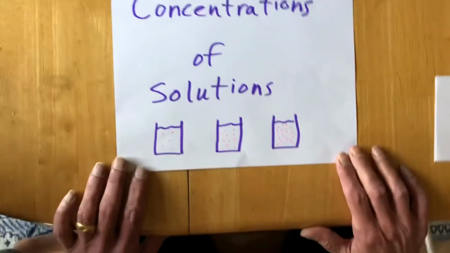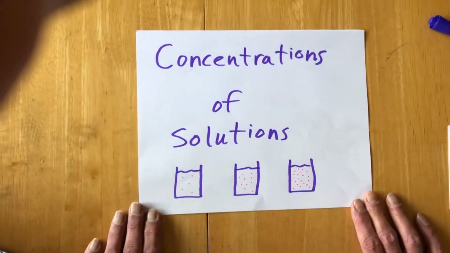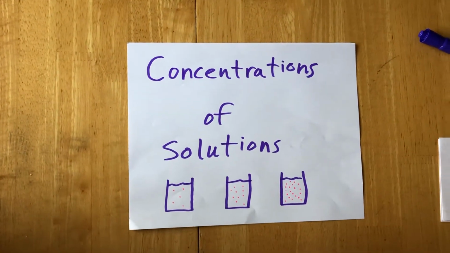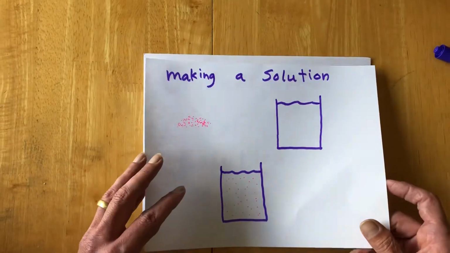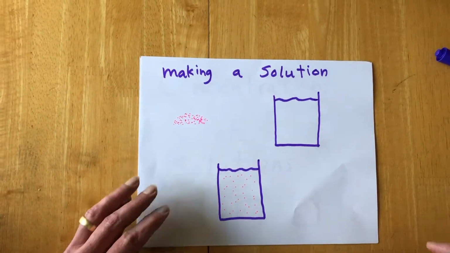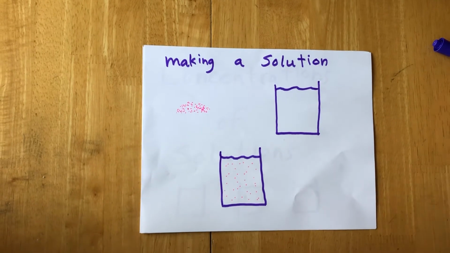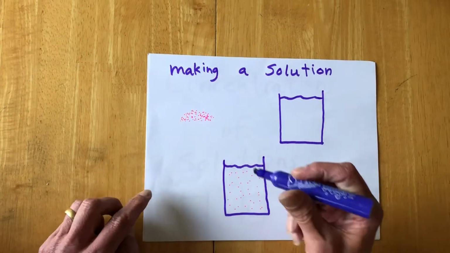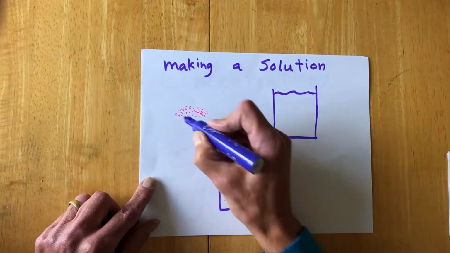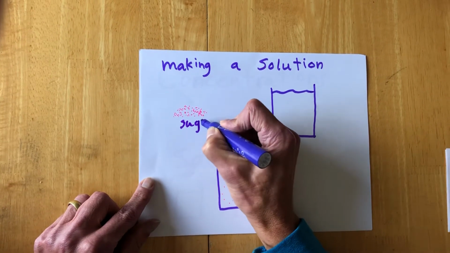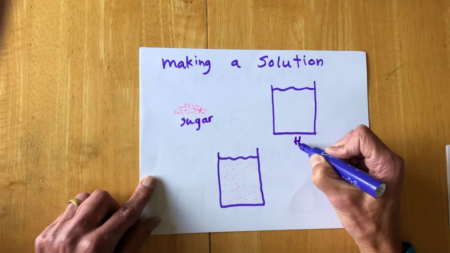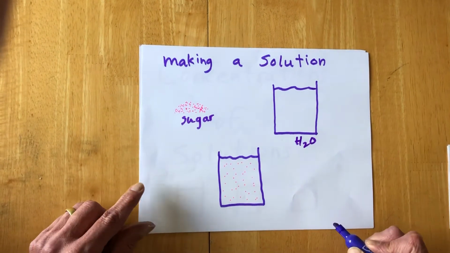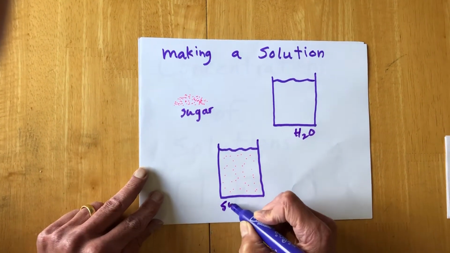So today's topic is on concentrations of solutions. But first, let's just make a solution, which you've already done. Here, there are two parts to make a solution. In this case, it is sugar. The other part is water. And so the solution will be sugar water.